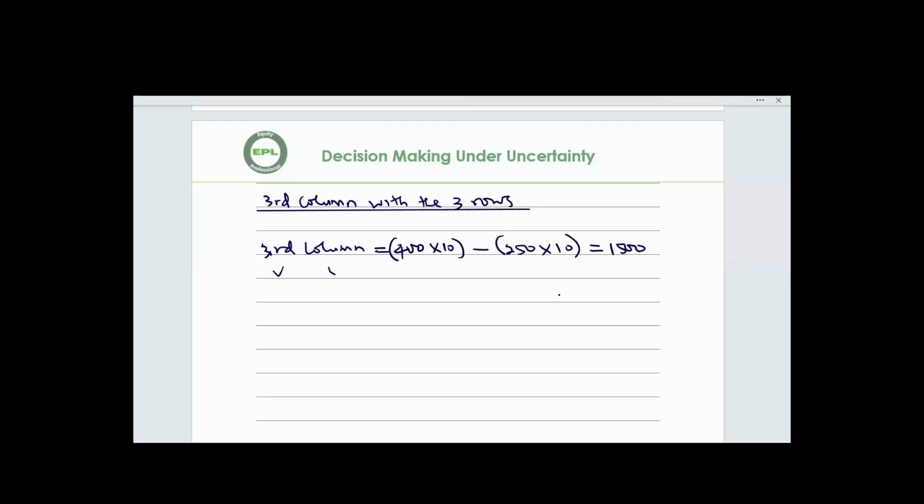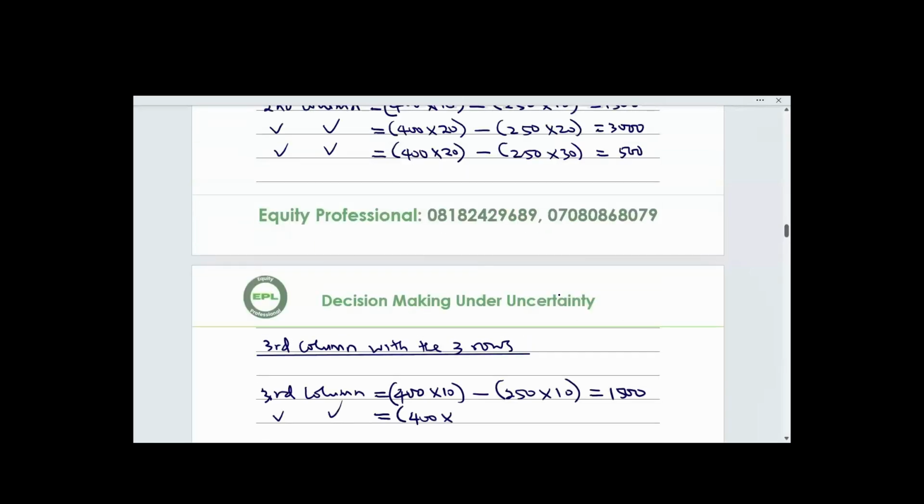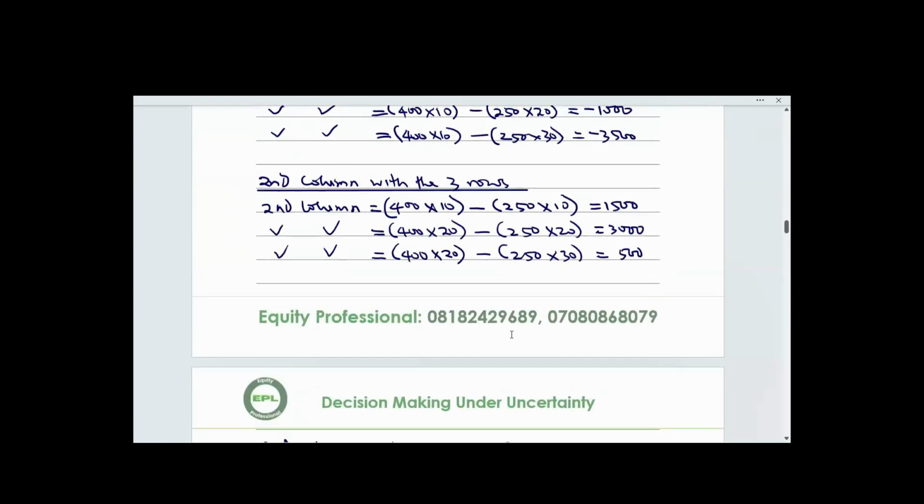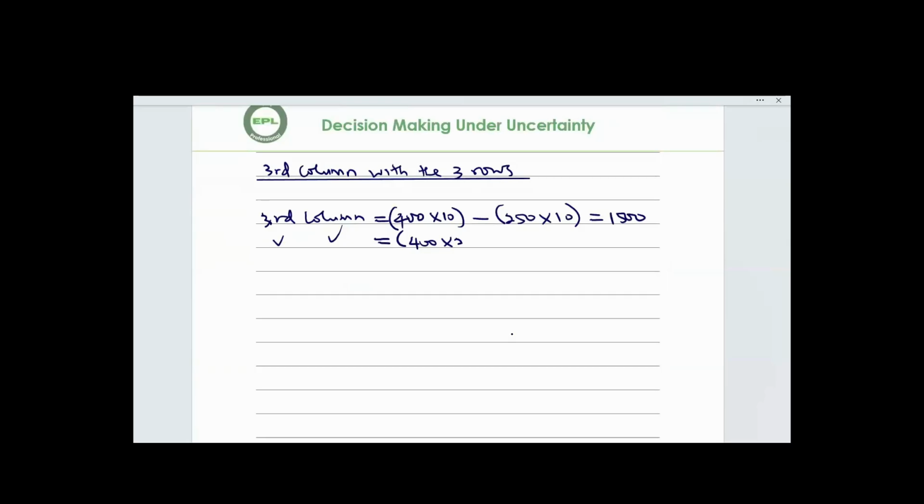So here will be 1,500. Still on the third column, 400 contribution multiplied by, in that third column, customers are demanding for 30 boxes of apple. In the second column, you only have 20 boxes to sell. Again, you cannot give what you don't have. You have to restrict what you are going to sell to the customer to 20 that you have. Okay? So multiply by 20 minus 250 multiplied by the cost of 20 apples. So 8,000 minus 5,000 will give us 3,000.